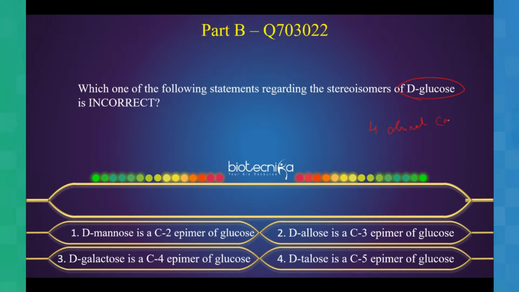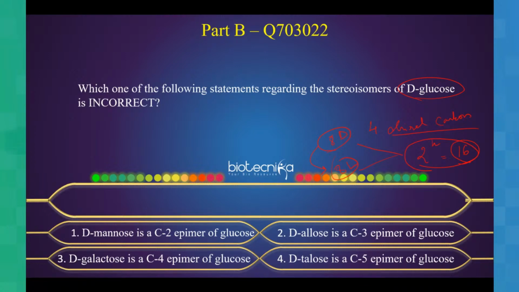Glucose has four chiral carbons, and you have Van't Hoff's formula to calculate stereoisomers, 2 to the power n. A total of 16 stereoisomers will be there, right? Out of that there are several names for them. First of all, 8 will be D isomers and 8 will be L isomers. So these would be mirror images. This and this would be mirror images of each other.